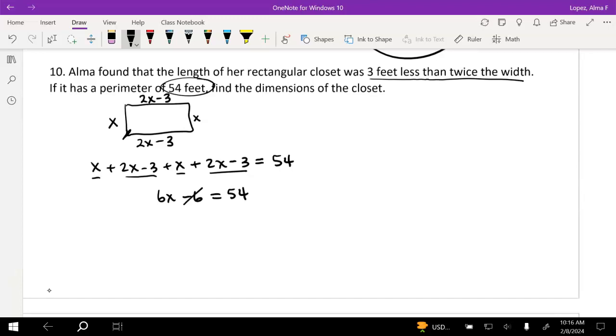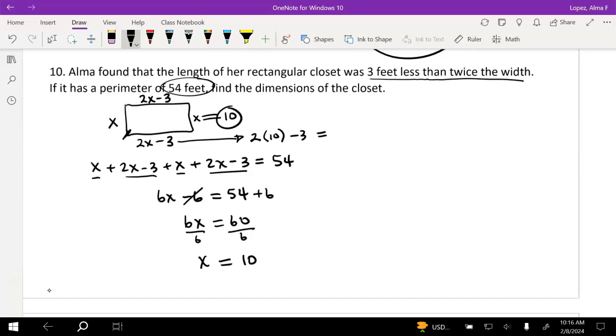I'll start by moving the negative 6 over to the other side. So we have 6x is equal to 60, and I can quickly solve by dividing both sides by 6. X will be equal to 10. That's this side. To get the other side, all I have to do is plug in 2 times x, which we know is 10, minus 3. That's 20 minus 3, or 17. My closet is 10 feet by 17.